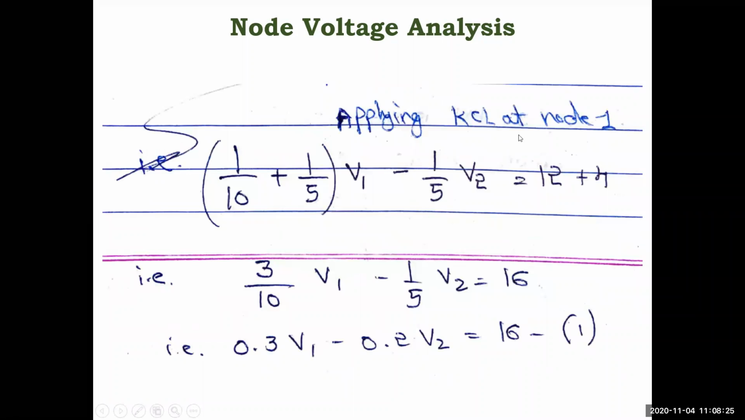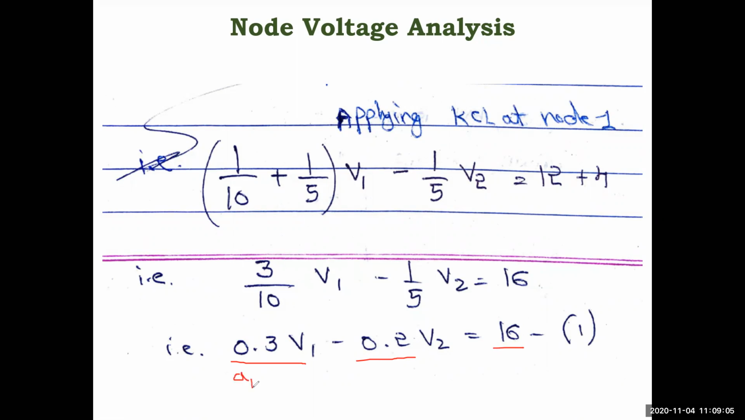Okay, so applying KCL. Since I have not applied the general equation straight away, I have shown it here. This is the general equation itself: self (1 by 10 plus 1 by 5) V1 minus 1 by 5 V2 equal to 12 plus 4, two currents entering here. When you take the LCM and write it here, it is 3 by 10 V1 minus 1 by 5 V2 equal to 16. You can keep this in decimal. So 3 by 10 is 0.3, right? That you can enter in the calculator easily. So 0.3 V1, 1 by 5 is 0.2 V2, and 16. Okay, so you got the first equation for the calculator.